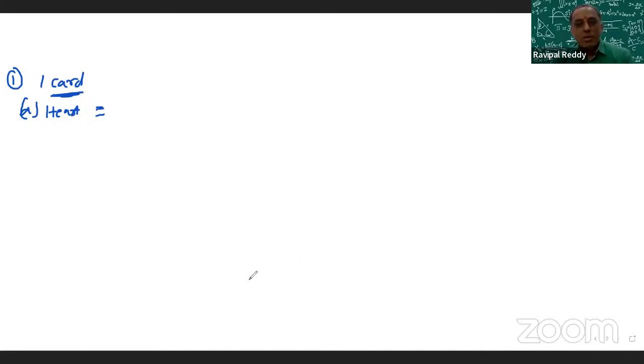So in a pack, how many heart cards are there in total? Total 13 heart cards are there. 13 by the total number of cards in a pack, which is 52. 13 ones are 13, 13 fours are 52. Therefore, 1 by 4 is the right answer. Next question.